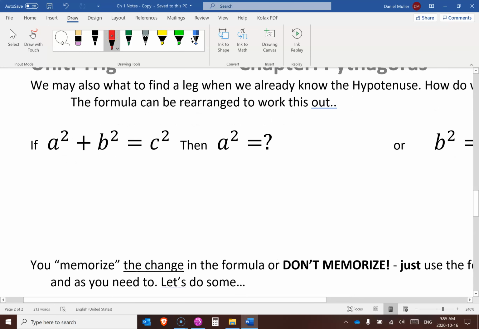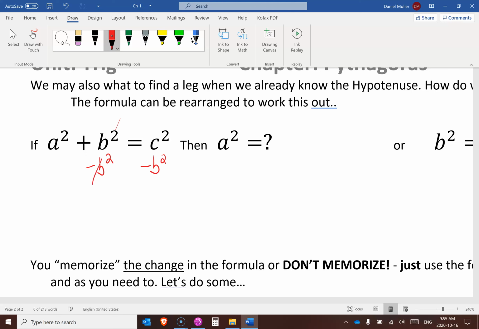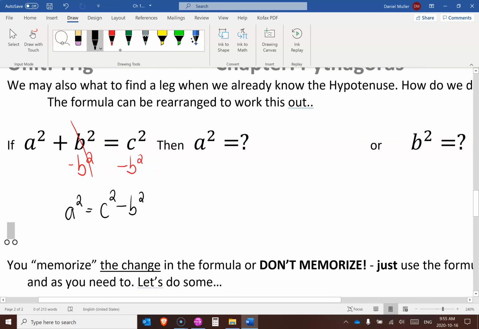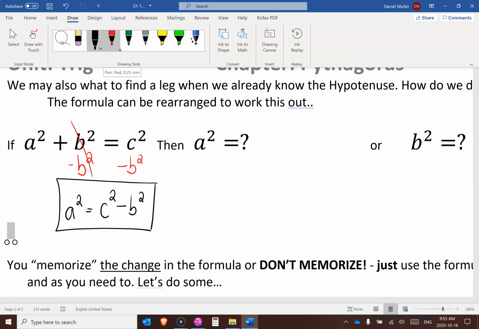So say we wanted to find A, well then we could just subtract B from both sides, because the idea is we want to get A alone. So we could subtract B from both sides. These would cross out, and you would have A squared equals C squared subtract B squared. I kind of wanted to go alphabetical there, but then I thought, well, the subtraction will go second. So C squared subtract B squared. And so that would kind of be a formula. It's the hypotenuse squared minus the smaller side, the B, because hypotenuse is always the larger one.